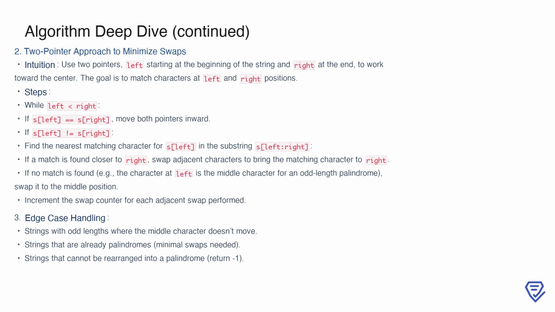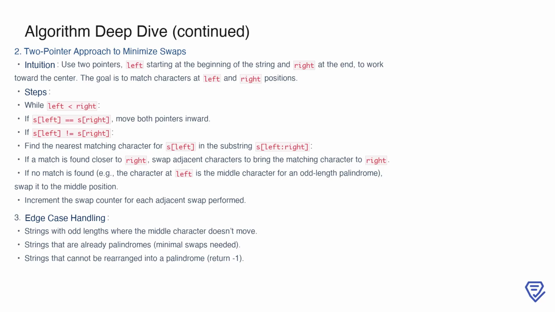If the characters at left and right already match, we simply move both pointers inward. But if they don't match, we need to find the nearest matching character for the one at the left pointer within the substring. If the match is closer to right, we perform adjacent swaps to bring it to the right position. If no match exists, such as when the left character is the middle one in an odd-length palindrome, we move it to the center. Each swap is counted, and this count is incremented for every adjacent swap performed.